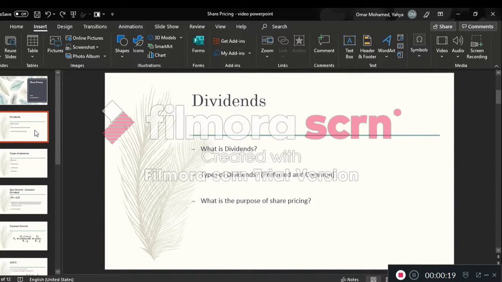So what are dividends? Dividends are basically what is paid to the shareholders depending on how big the share they've bought is. It's basically their return on investment on every share they buy. There are two types of dividends: the preferred dividends and the common dividends. Two types of shares: the preferred shares and the common shares.